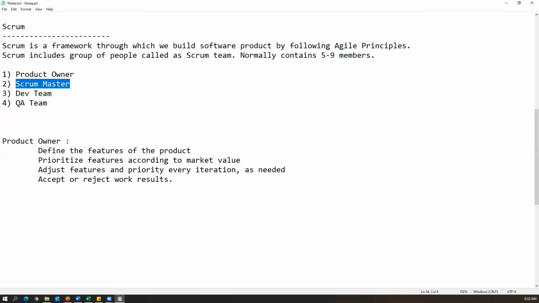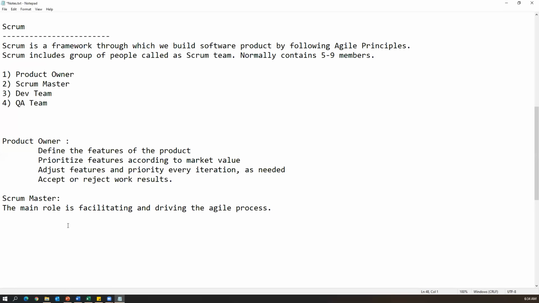The second one is the scrum master. This is a separate role, guys. The scrum master will be there only in the agile process. And remember, the scrum master is a different role, a different person. He is not a developer, not a tester, and does not belong to any other manager or management activities. Scrum master is a specific role, and his main role is facilitating and driving the agile process.